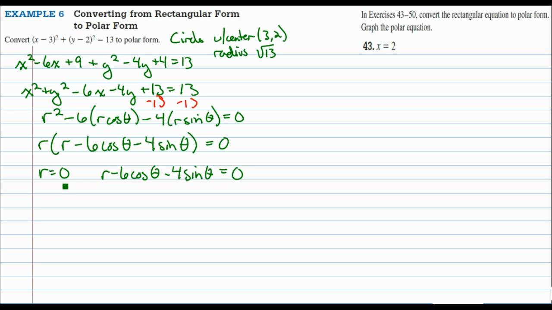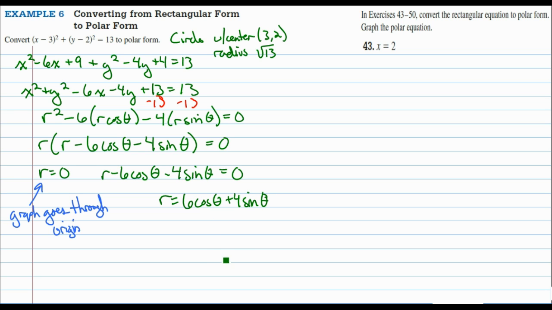Well, if r equals 0, if our distance from the origin, r, is 0, that is the origin, which basically only tells us that the graph is going to go through the origin, which is good to know, but it doesn't necessarily help us with the polar form of this function. This, in fact, does help us. So now if I solve for r, I get my polar form, 6 cosine theta plus 4 sine theta.